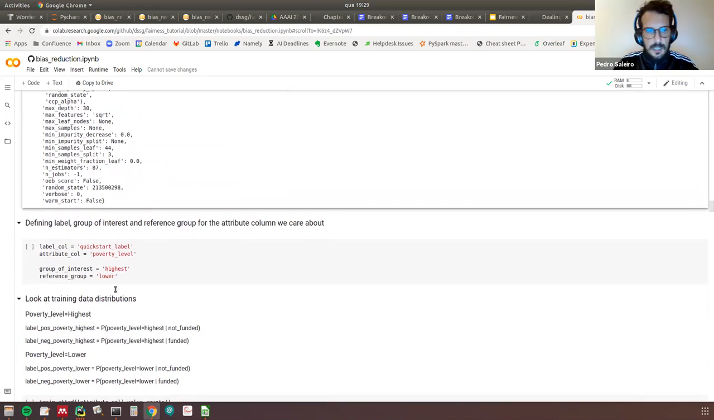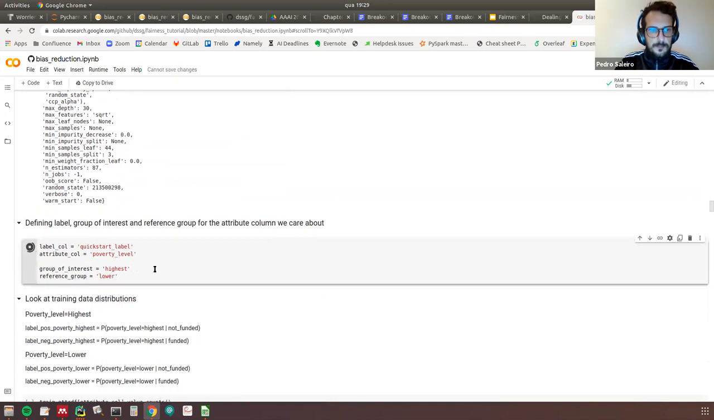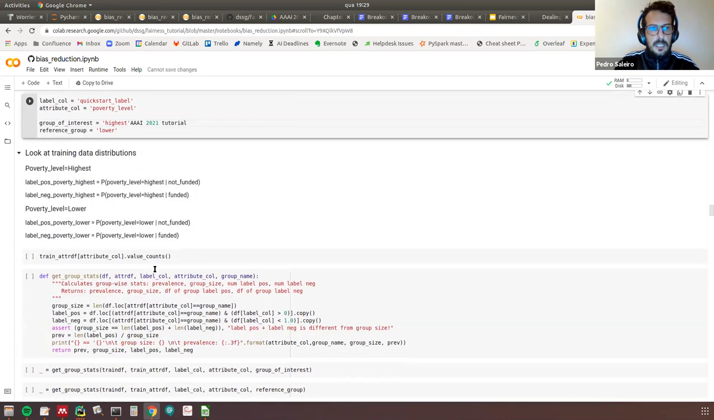So we are going to keep the hyperparameters, and now what we are going to define, in this case, let's have a look at poverty level. Our group of interest is highest and our reference group is lower in terms of poverty. And here is what we can see. We can see in terms of the size of the groups how these two groups compare on the training data. And we can also look at the prevalence in terms of getting unfunded or not meeting the funding goals, how this is distributed for the two groups for poverty level.